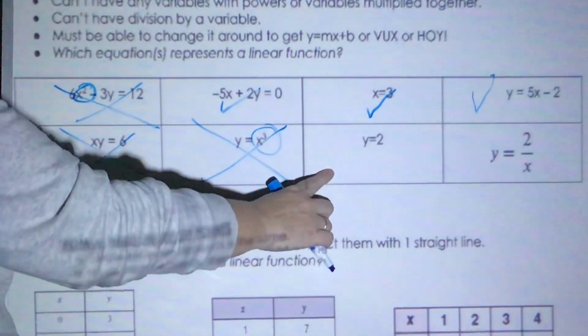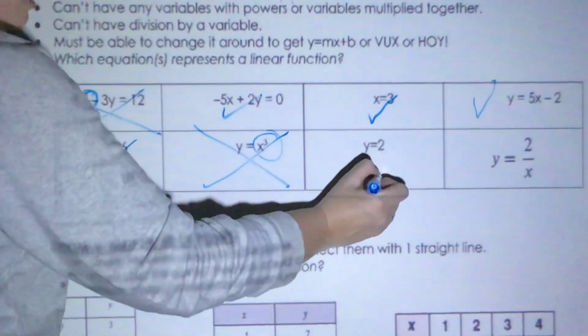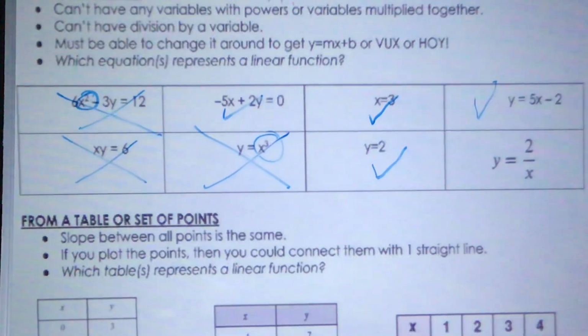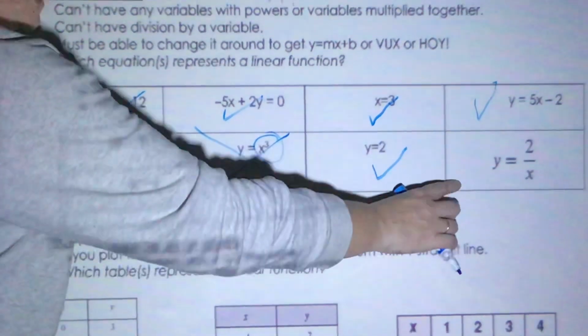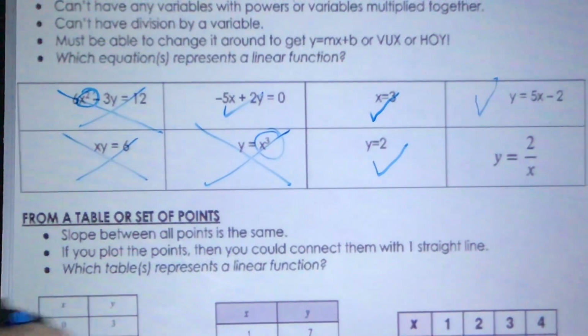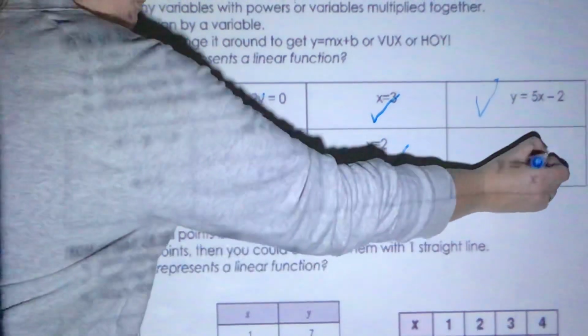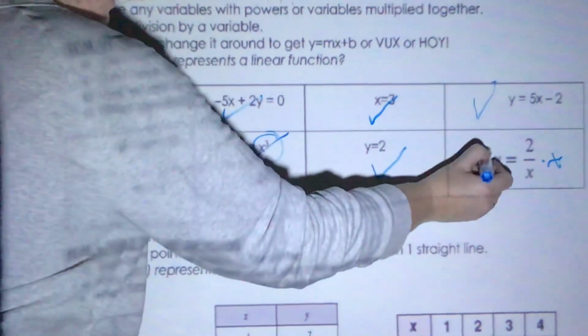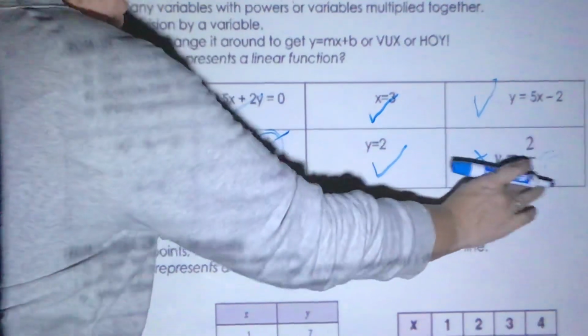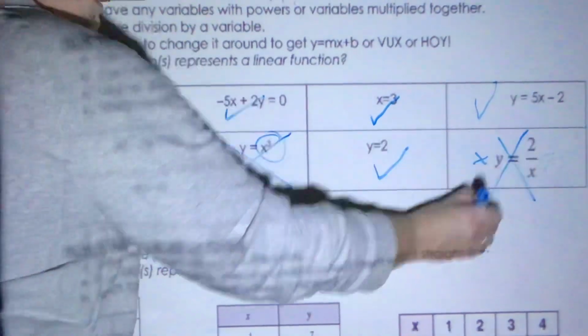Our next example is a horizontal line. It's a y equals equation. That would give you a horizontal line, so that works. In our last example, y equals 2 divided by x. We can't have divided by x because to get rid of divided by x, you would have to multiply by x. And you're not allowed to have variables being multiplied together. This would not give you a line.